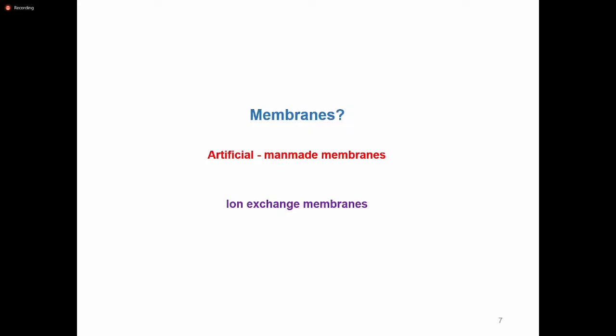Apart from ion exchange membranes, I hope you have been looking at some other types of membranes. Is there anyone who can mention what kind of membranes you have been dealing with in the class? The types of membranes that you know. Any student can answer. Ion exchange membranes are one type of membranes, so what are the other types of membranes that you know?